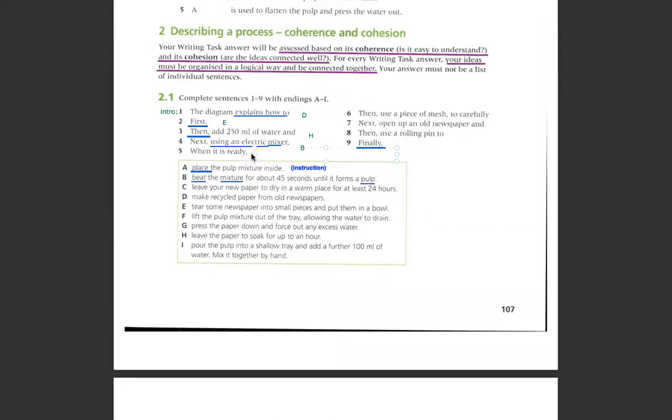Right, number 5. So what did we do after we formed the pulp? Okay, we put it in the tray, added more water. Number 6. So here they're giving us the mesh. What do we do with the mesh?